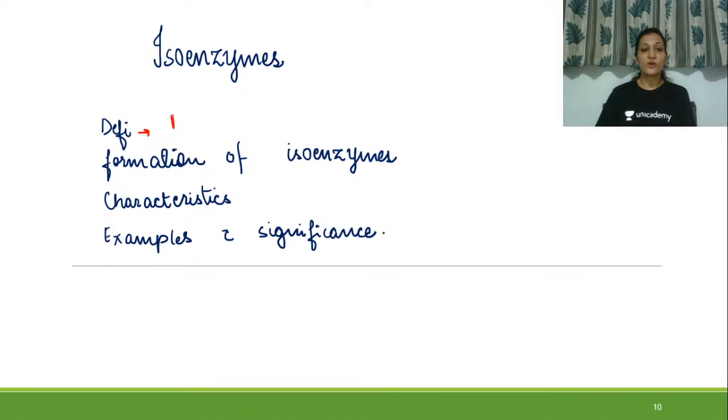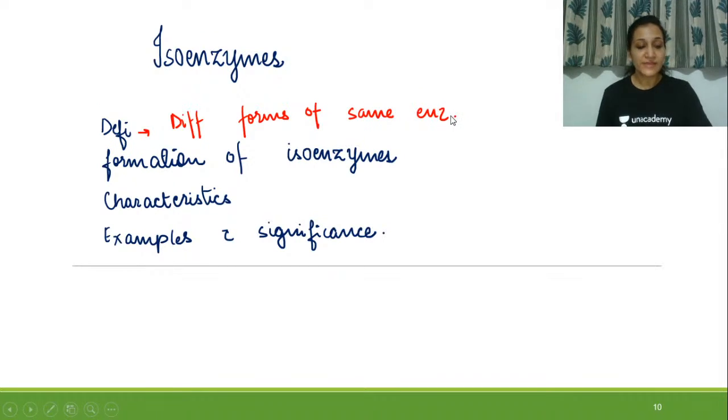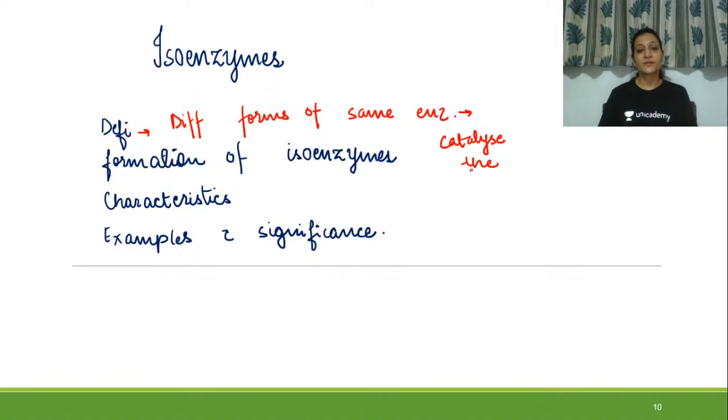Different forms of same enzyme. Right? Different form of same enzyme. What does that mean? That means that they can catalyze the same reaction. Catalyze the same reaction. This is your isoenzymes. As the word itself is telling, iso and enzymes.